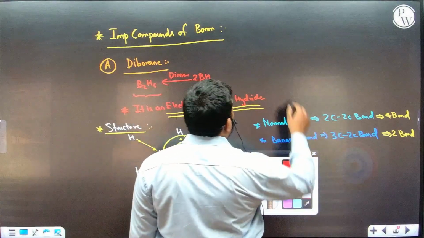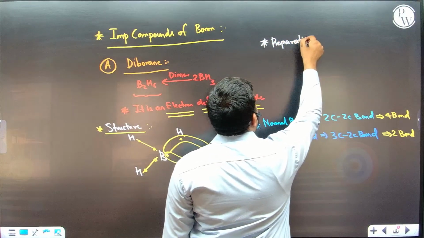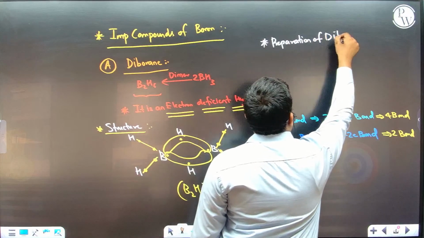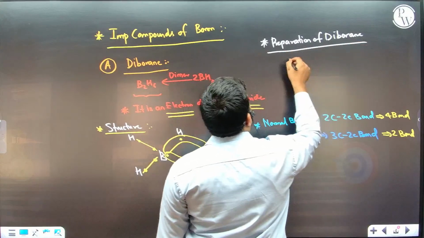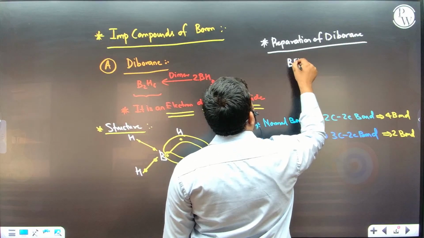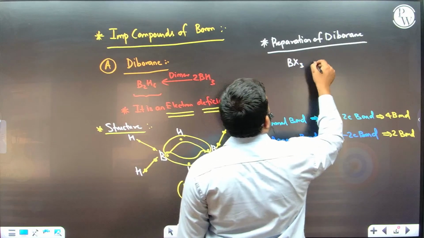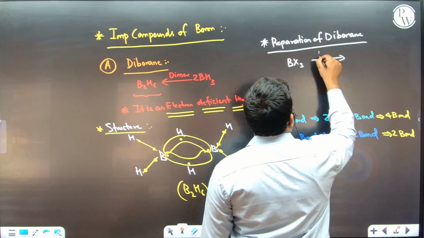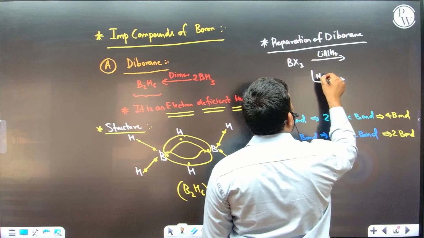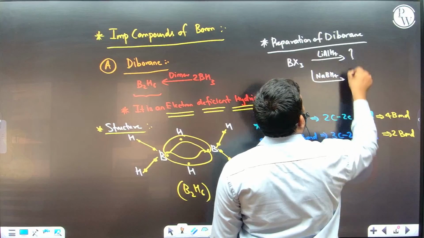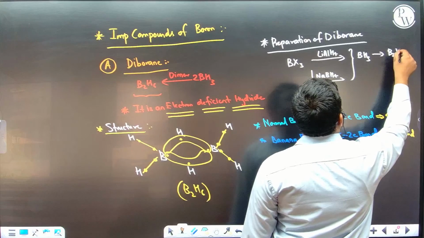Again they are asking us the preparation method. Preparation of diborane. So in preparation you have to understand we can prepare it directly by the reaction of boron trihalides with either LiAlH4, and in some cases you can also use NaBH4, and with this you can get the BH3 which will get converted to B2H6.